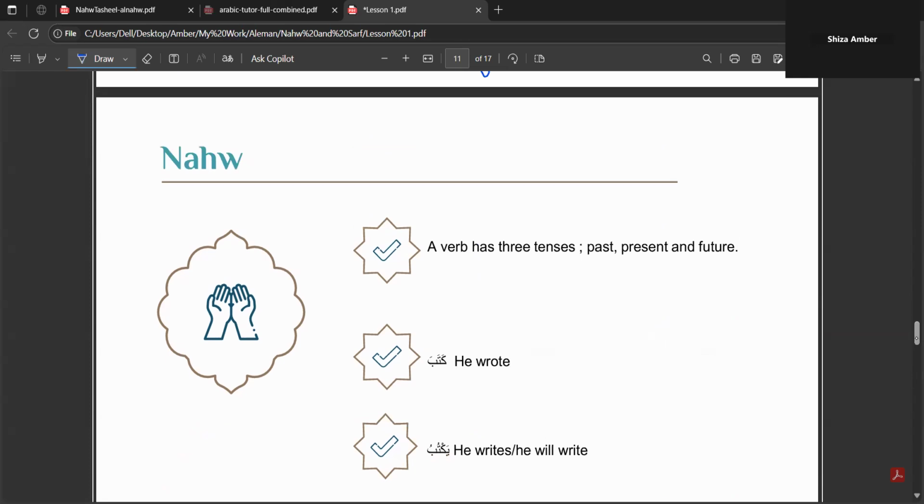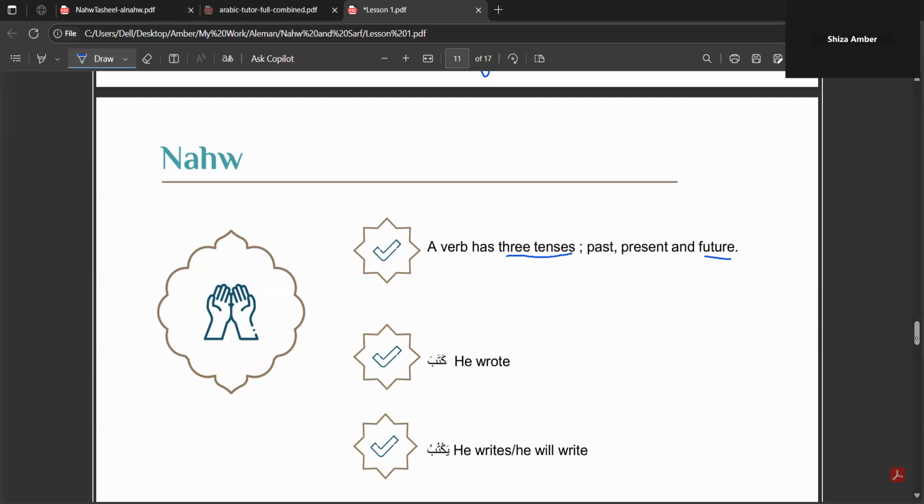So in English, a verb has 3 tenses explicitly. We say that we have a past tense, a present tense, and a future tense, right? We have past, present, and future explicitly in English. And what do I mean by explicitly? Because in Arabic, it's something different.